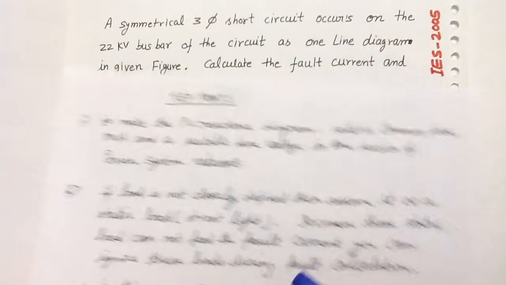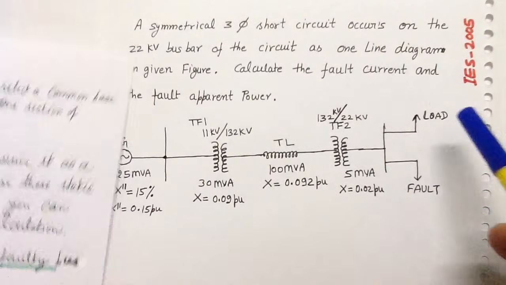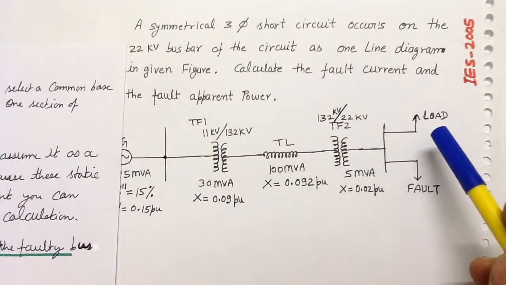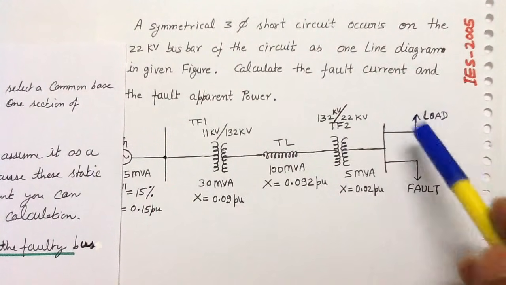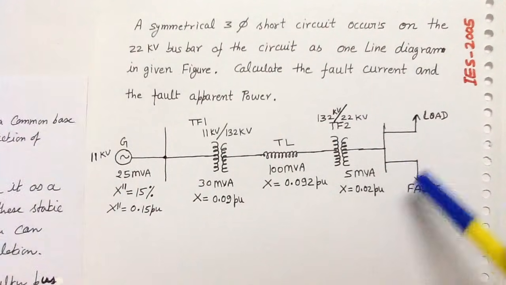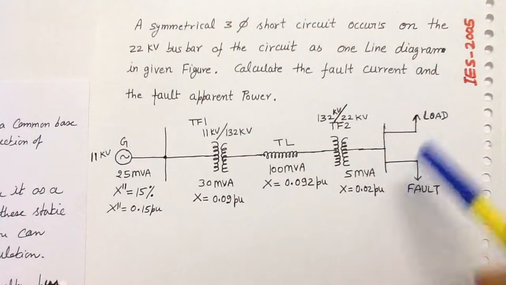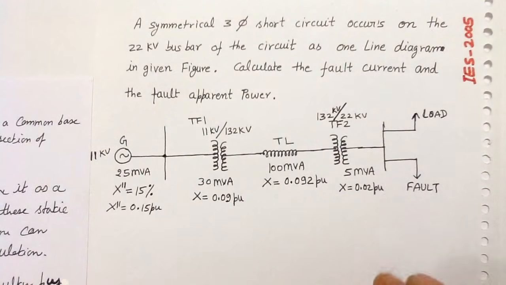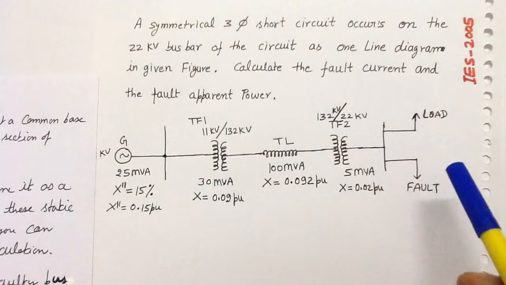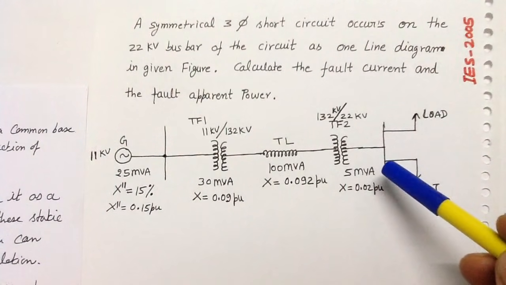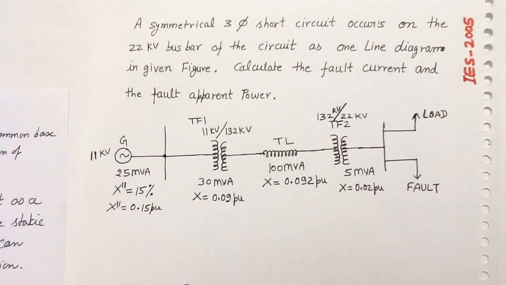Now the second point is regarding the load. If the load is static in nature, an example of a static load is street lights, then during the fault it cannot feed the fault current, so you can neglect the load. And in this situation, we will take the pre-fault voltage at the faulty bus equal to 1 per unit, and the internal voltage of the generator will be considered as 1 per unit.